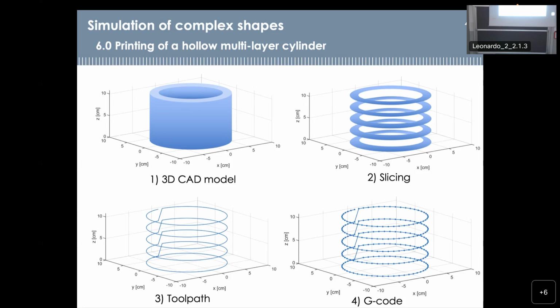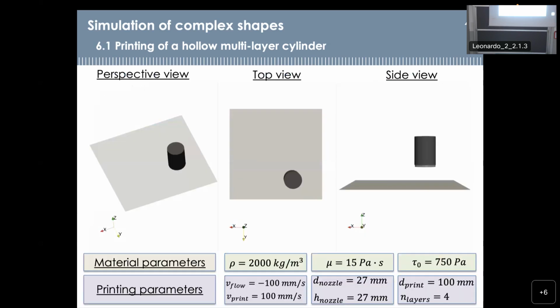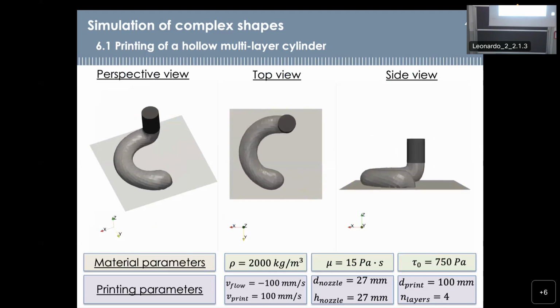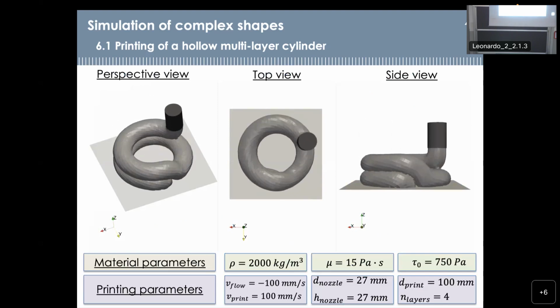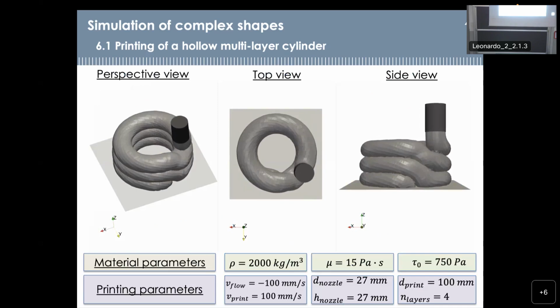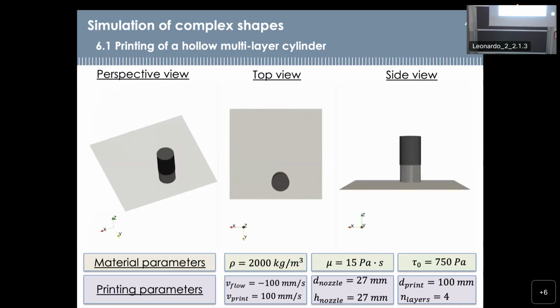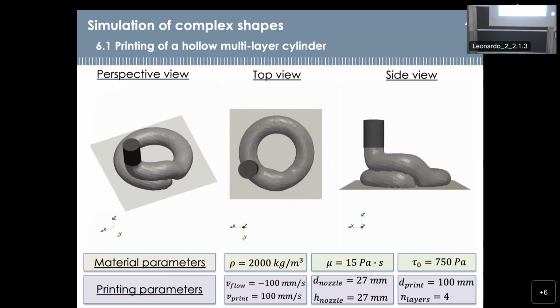So the G code is basically a language which contains a set of instructions which tell the 3D printer robot how to move and how to extrude the material. And so the idea is that our numerical code can also take in input this G code in order to perform the simulation. So here we reproduce the case for which I showed you the G code just before, the toolpaths. The material parameters are reported below, and they are, let's say, standard generic ones.